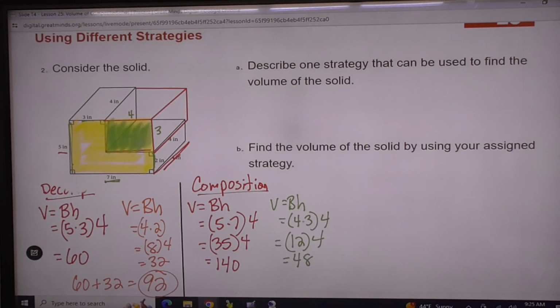And now, instead of adding them together, I'm going to be subtracting. 140 was the whole big old thing, minus the part that I don't want. And if you got 140 minus 48, you get the same exact answer of 92.